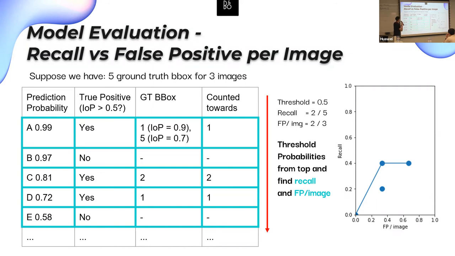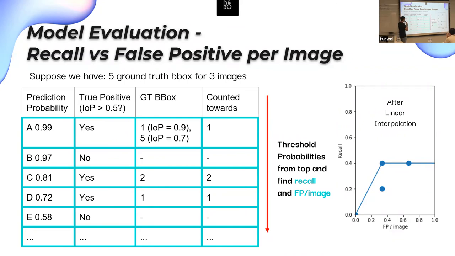In this case, if you take a look, you only get two true positives, although you have three of them. The other one doesn't count as a false positive. These two overlap with this one, because both of them say that the ground truth bounding box one is correct. So there's only one true positive for these two, and then another one for two. So you got two out of five. And the false positive is two, so you got two out of three.